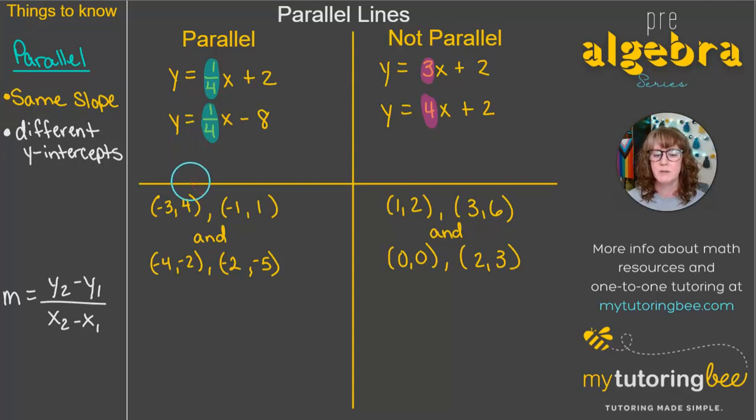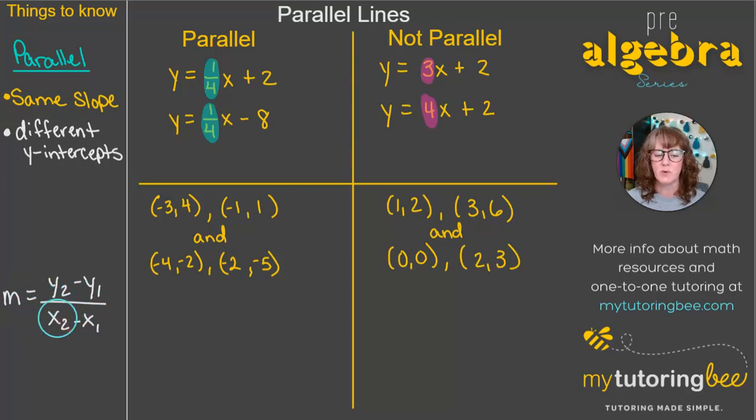Now, in my next 2 examples, we are given 2 points on 2 different lines. So these 2 points, -3, 4 and -1, 1, those are 2 points that exist on one line. And then these 2 coordinates are 2 points that exist on a second line. So we need to find the slope. And I do have another video that goes over how to find slope from 2 points. Again, link in the description below.